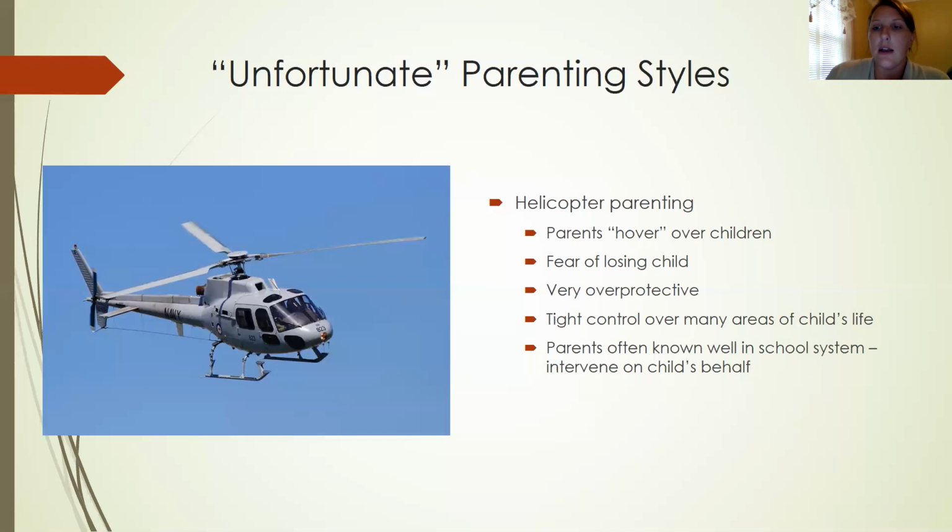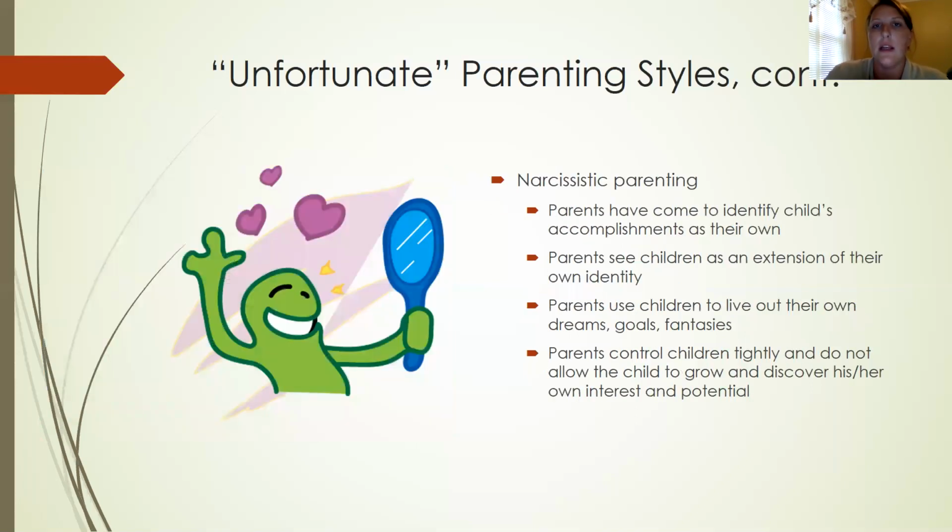Another style of parenting that's considered unfortunate is the narcissistic parent. Now, this is one that's considered a pretty unfortunate and bad situation. And we can see individuals who have, for example, narcissistic personality disorder or borderline personality disorder as a parent, that can be very detrimental to a child. And this style itself is pretty detrimental.